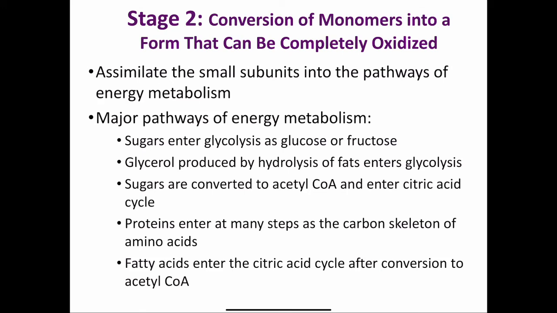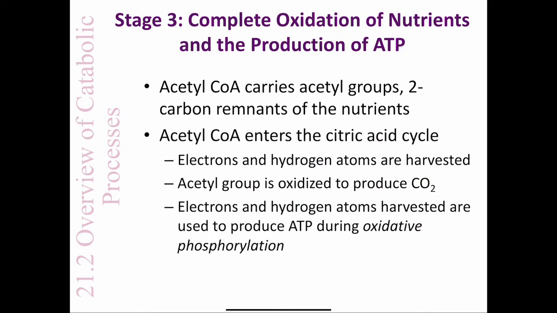Amino groups are removed from amino acids, and the remaining carbon skeletons enter the catabolic processes at many steps. Fatty acids are converted to acetyl coenzyme A and enter the citric acid cycle in that form. Glycerol, produced by the hydrolysis of fats, enters energy metabolism via glycolysis. Acetyl coenzyme A carries acetyl groups, 2 carbon remnants of the nutrients, to the citric acid cycle.